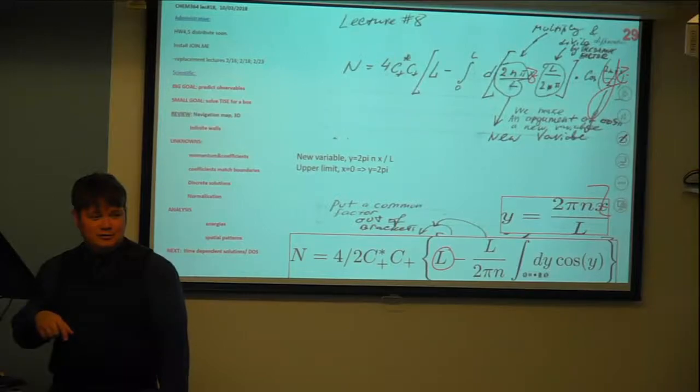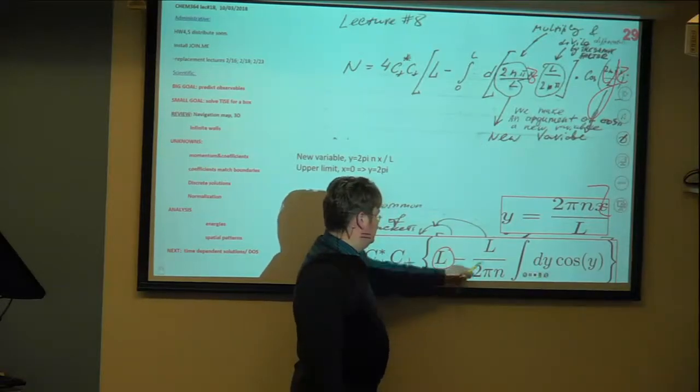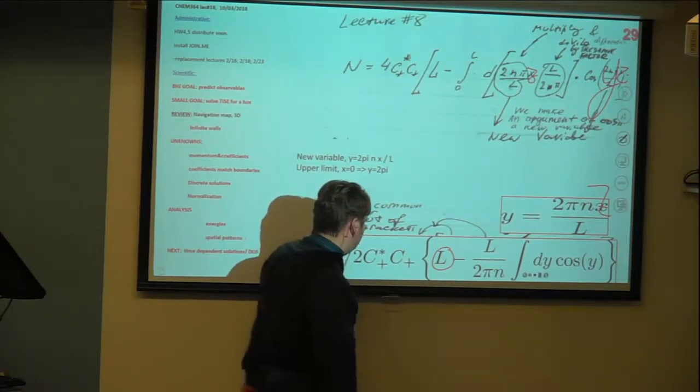And Alex already took this, the first one. Integral of 1 from 0 to L will be L. You can pull the same common factor outside of the brackets.